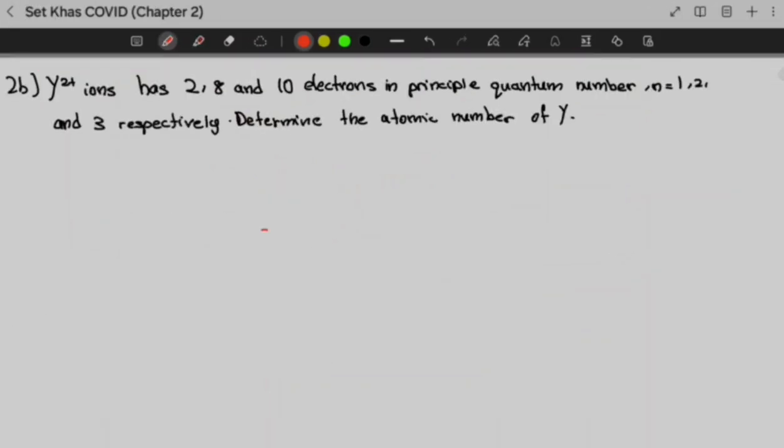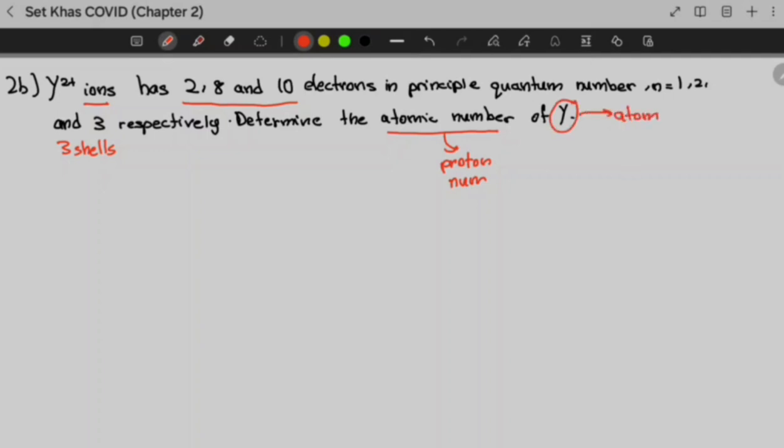Let's take a look at the next question, 2b. Y2+ ions, they said, has 2, 8, and 10 electrons in principal quantum number n equals 1, 2, and 3. That means there are 3 shells filled with these electrons. Determine the atomic number of Y. So atomic number is the same as proton number. They say of Y, so only Y, it means the atom.